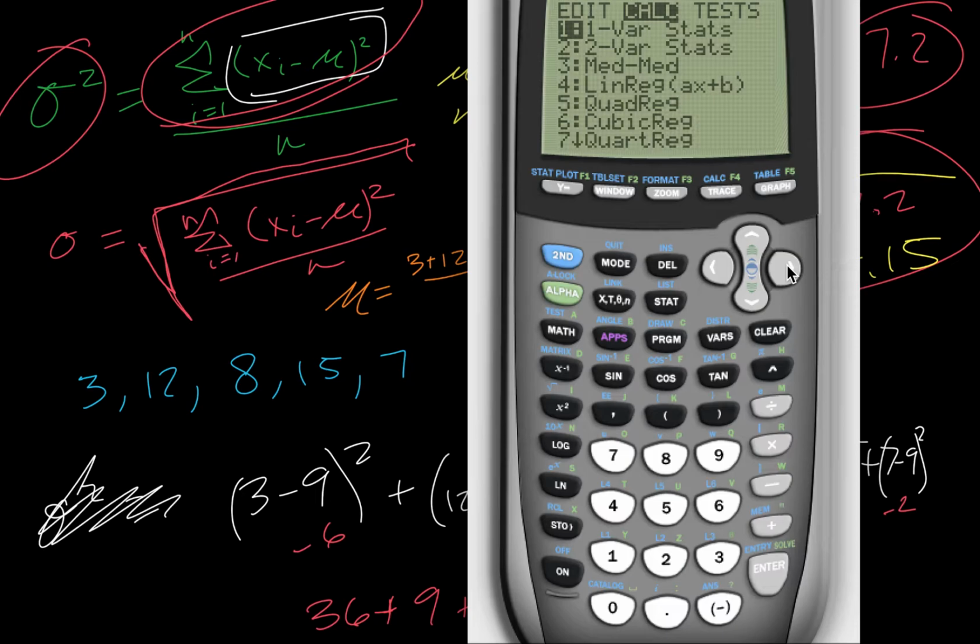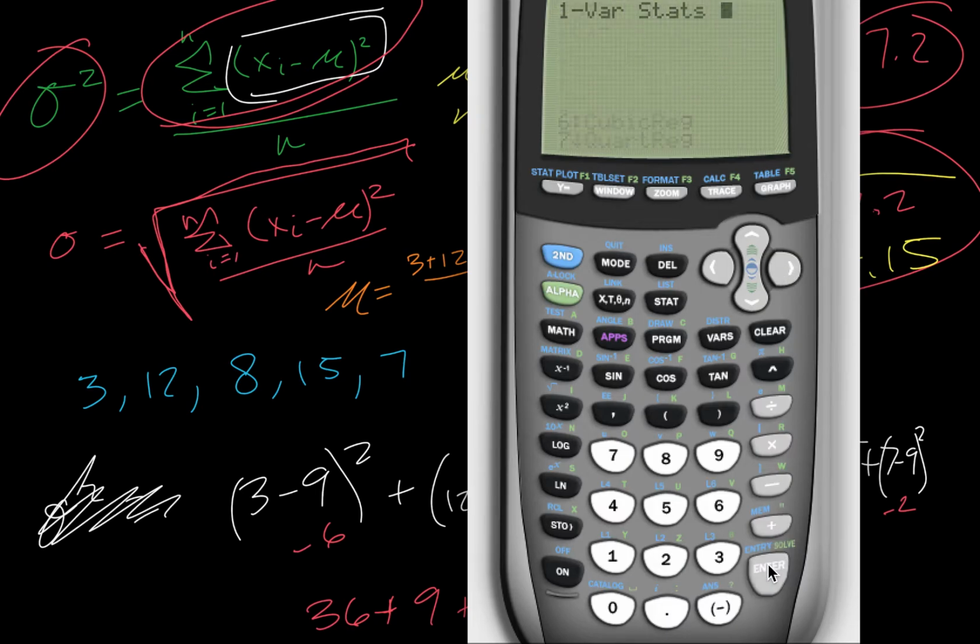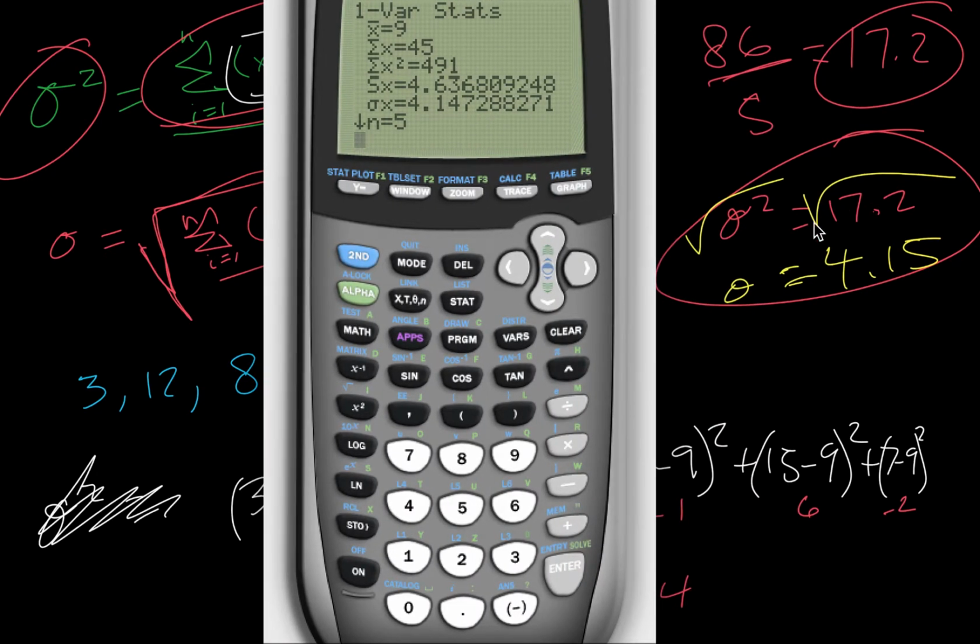This time we go over to calc. Then we want to do a one variable stat, and then we just have to tell it which list to look at. And so it was in L1, so I go second, L1, hit enter, and it gives me all this data. So x bar is our mean, which was 9 that we calculated. n was 5. And then when we go up here, so we had 17.2 as our variance. Let's see. I guess it doesn't give us variance, but it gave us our standard deviation right here.